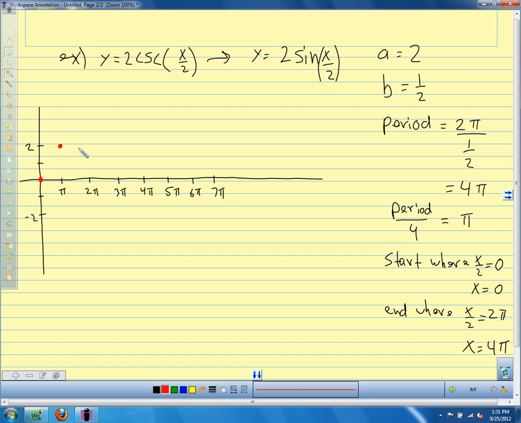So from a maximum, it goes back down, not to its minimum, but to 0. Back to 0. From 0, it's going to go where? To negative 2. So at 3 pi, I'll be down here at negative 2. At 4 pi, where am I going to go? Back up to 0. And this is one period here. So here's my graph of my parent function.